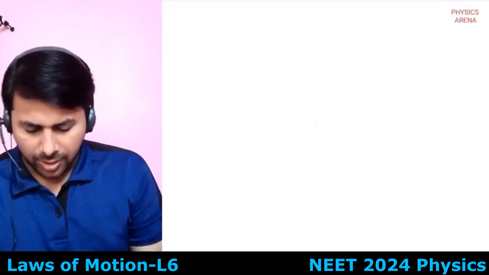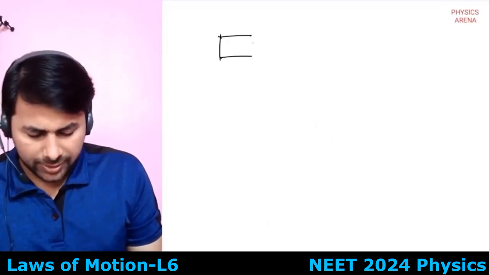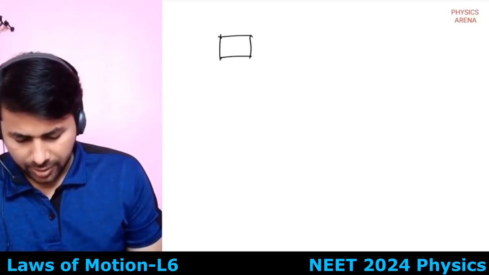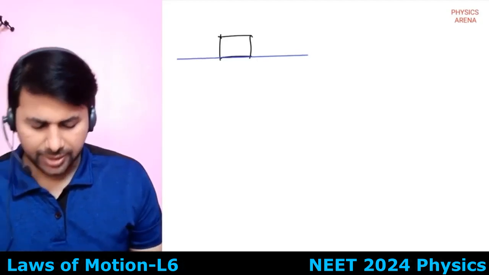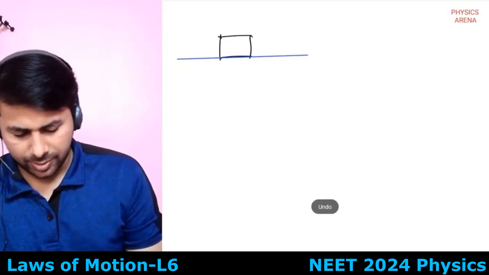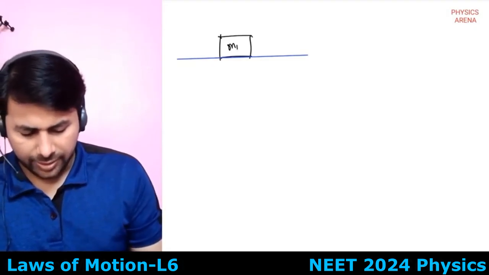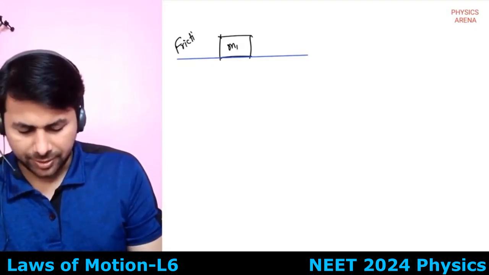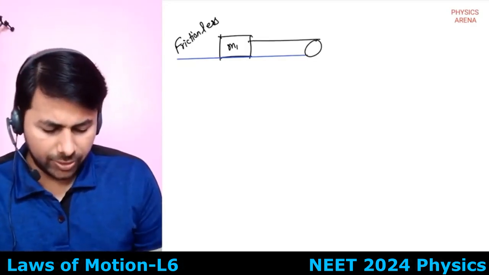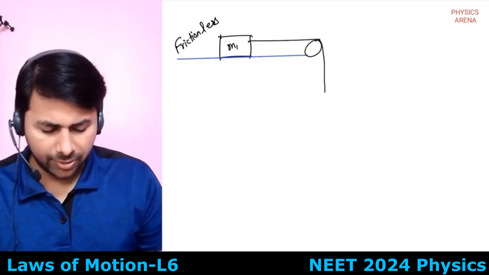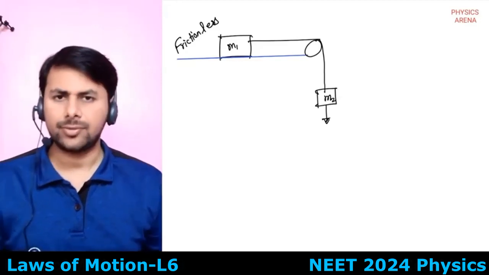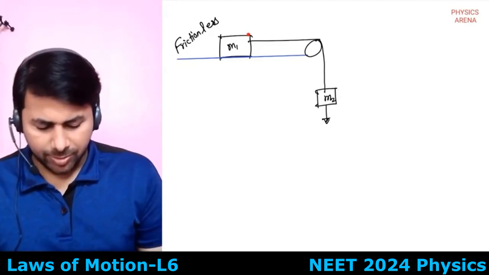Okay. So now, suppose you have this mass resting on this floor. This is frictionless. This is M1, suppose. There is no friction. And you have a pulley. There is this rope which is passing over the pulley, and you have another mass M2. So this is a system of two masses.